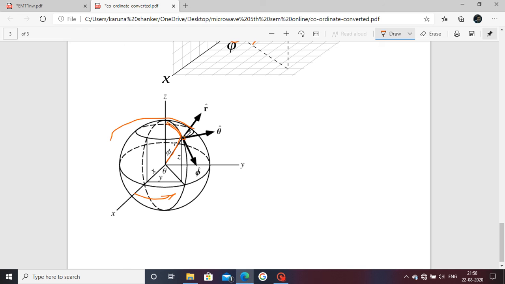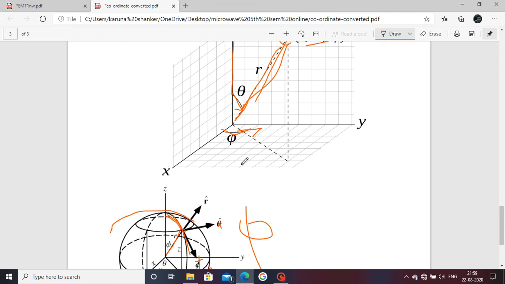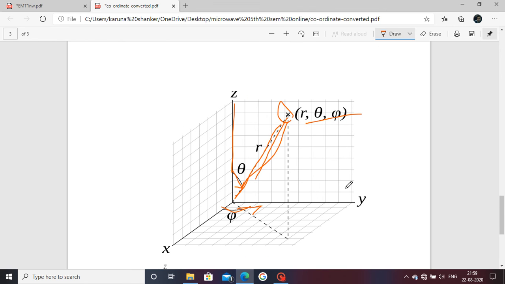This shows the theta angle. This representation is wrong. Here comes theta, and here comes phi. This one is your r. You correct this. The overall conclusion is that the spherical coordinate system uses r, theta, phi.